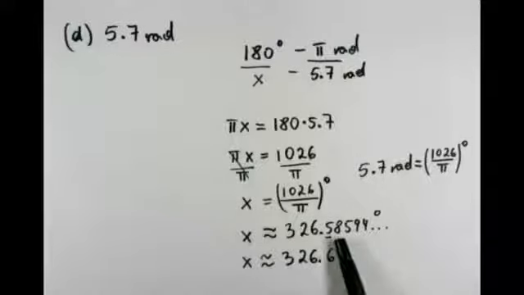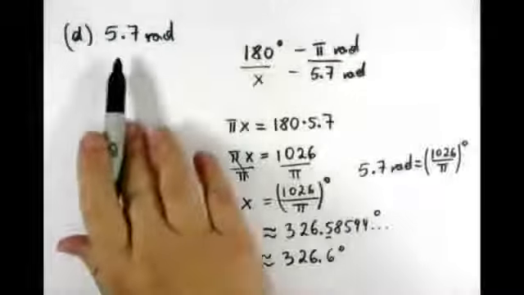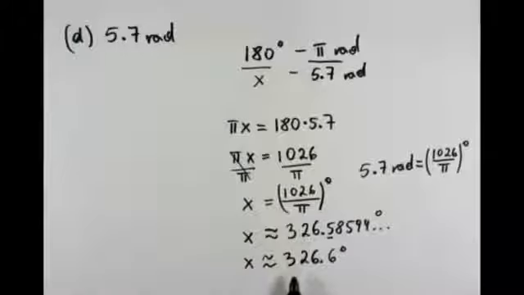So we have 8. 8 is more than 5. It's going to be 6. So I have 326.6 degrees. So 5.7 radians is approximately 326.6 degrees.